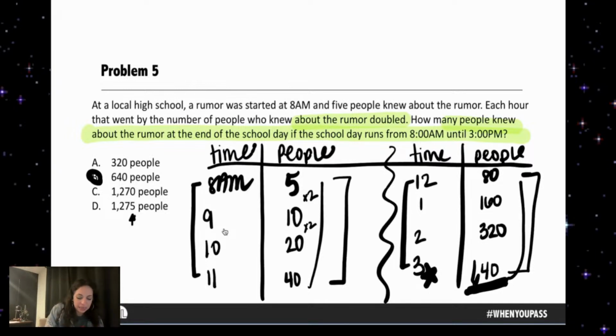Like literally, I sat here and went 5 times 10. No, sorry, 5 times 2. So 8 o'clock, 9 o'clock, 10 o'clock, 11 o'clock, 12 o'clock, 1 o'clock, 2 o'clock, 3 o'clock. All I did was hit the equal button over and over throughout the day, and I got my answer. All right, let's move on to the next problem.